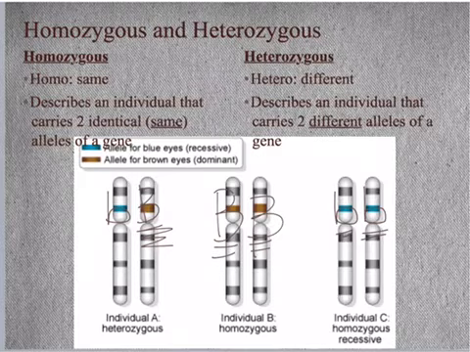And so we know that. That's the default. We do not have to state that this is heterozygous dominant, because when it's heterozygous, we know we have a dominant and a recessive, and that dominant trait is going to dominate. So individual A has brown eyes, individual B has brown eyes, and individual C has blue eyes.